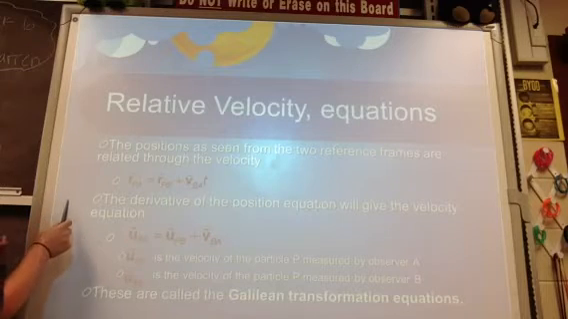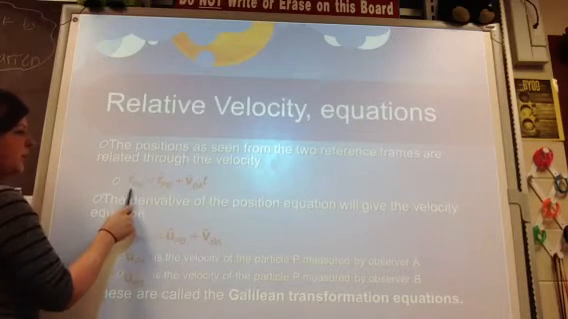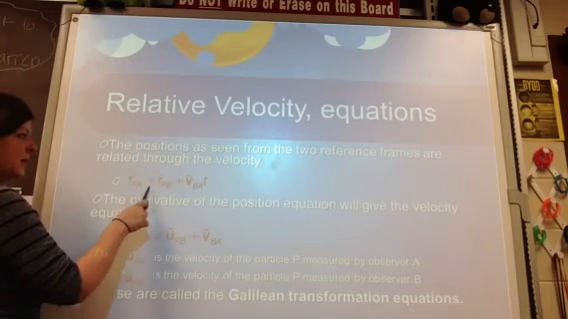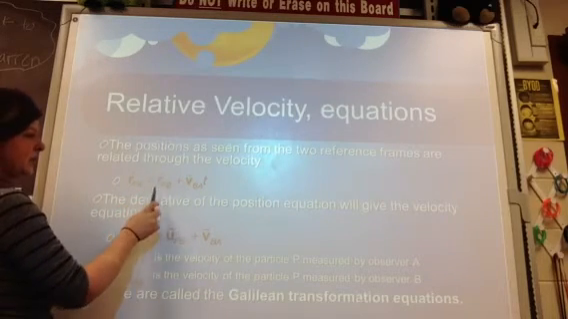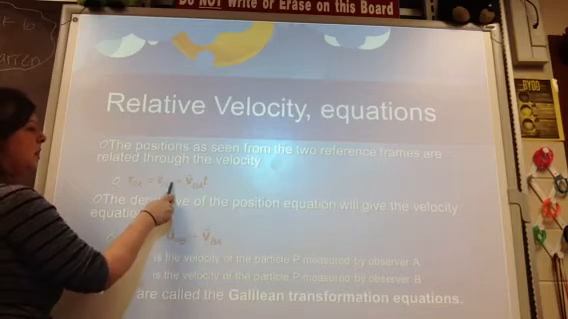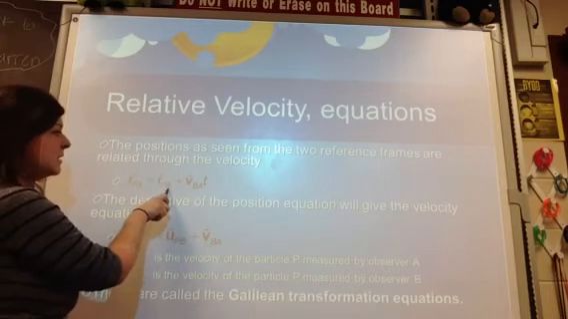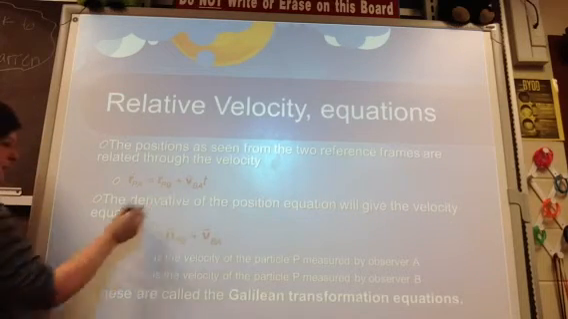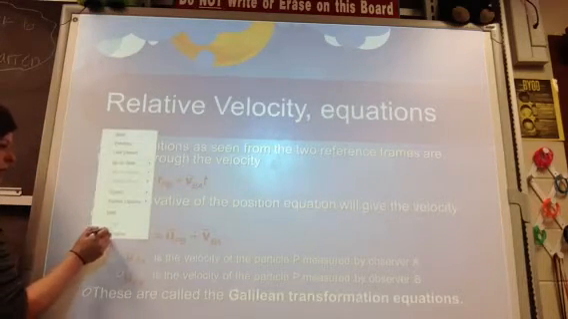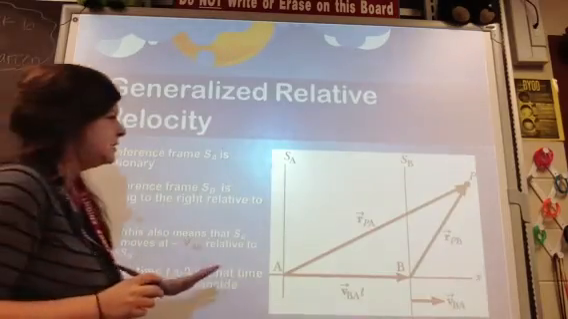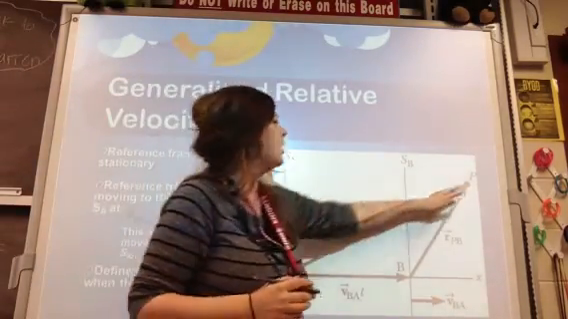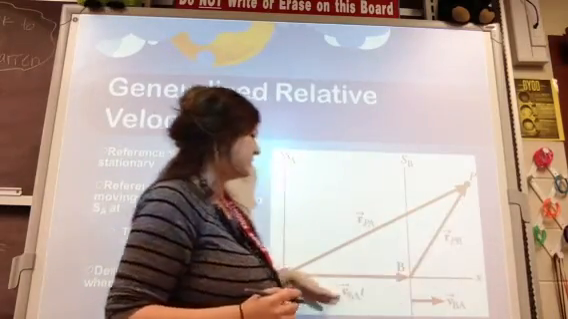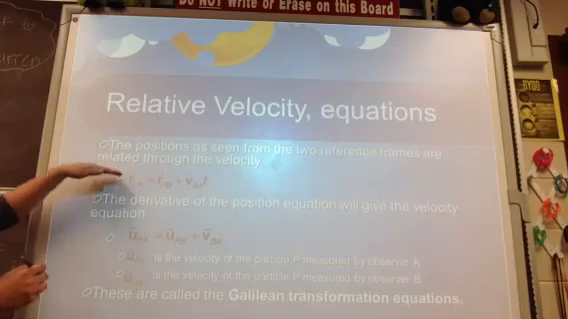So I can say then that my position vector of particle P relative to reference frame A is equal to the position vector of particle P relative to reference frame B, plus my velocity vector times time that we saw in this last one. So let me go back. We have our r_PA is going to be equal to these two components added together. So that's what I see here.